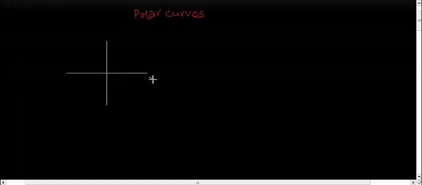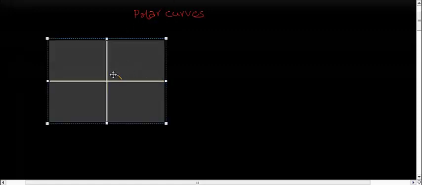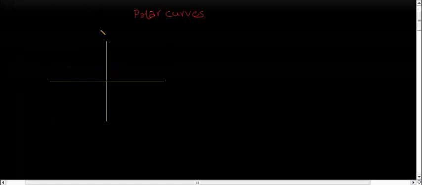Let us consider a Cartesian coordinate system. Let P be a point. Here we have x-axis and y-axis. How to denote this point P? It has coordinates x and y. What does this mean? We need to move x units on x-axis and then y units on y-axis to reach this point.